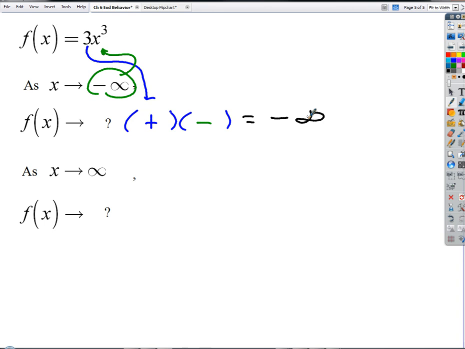Okay, what about down here? As x approaches positive infinity? Positive everything. Yeah, I'm going to get positive. A positive number to any power is positive, right? We good? Yeah. Okay. All right, I'll give it a little time. Let's go to 205.